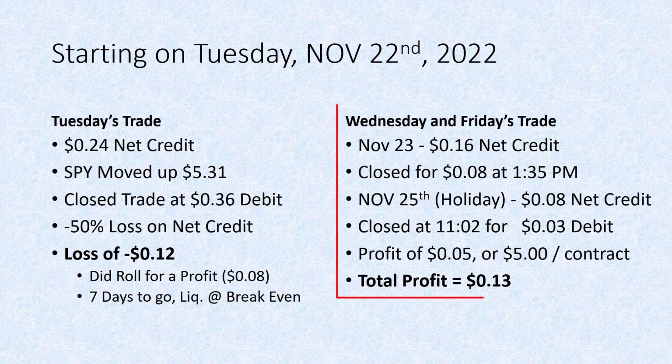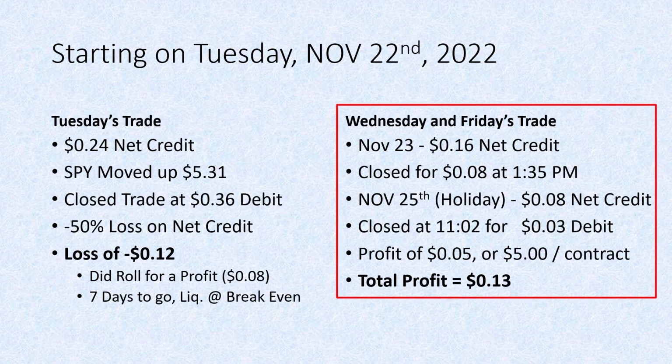Wednesdays and Fridays, 0 days to expiration Iron Condor. On November 23rd, we opened this position for a 16-cent net credit. We were able to close it for the 50% profit around 1:35 p.m. Eastern Time. Thursday, November 24th, markets closed.